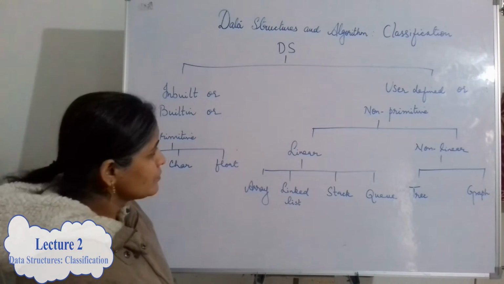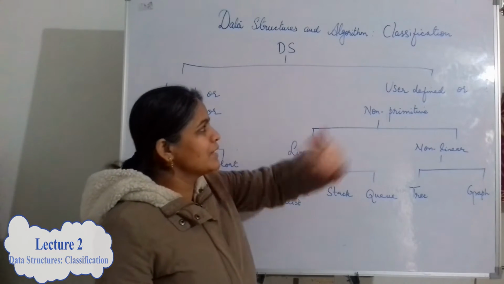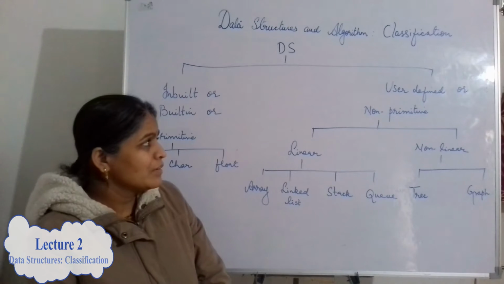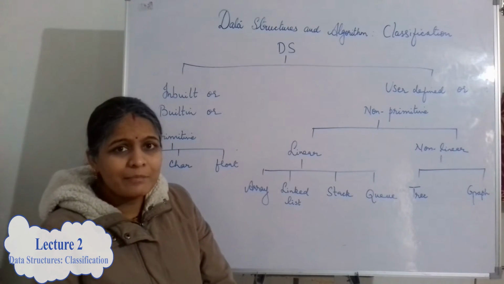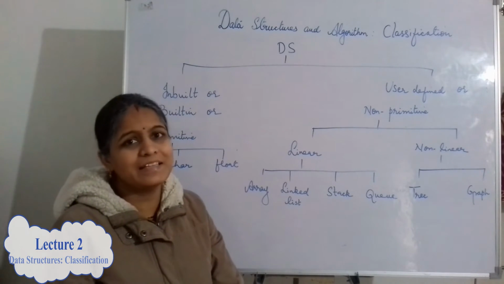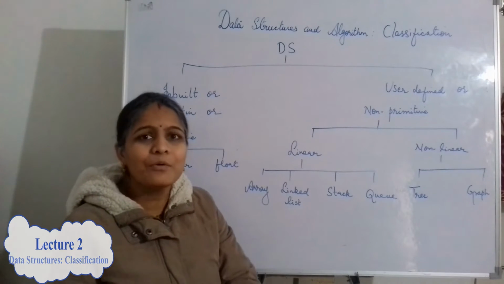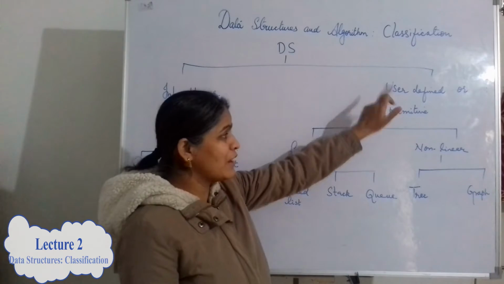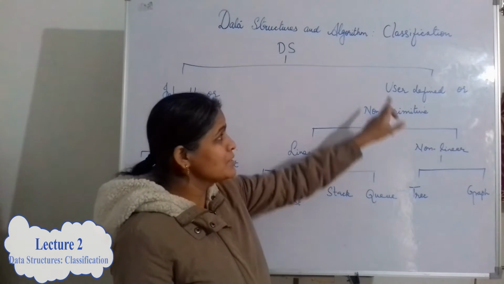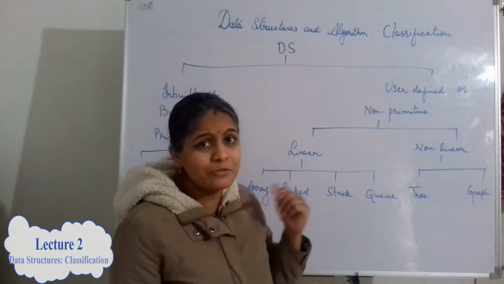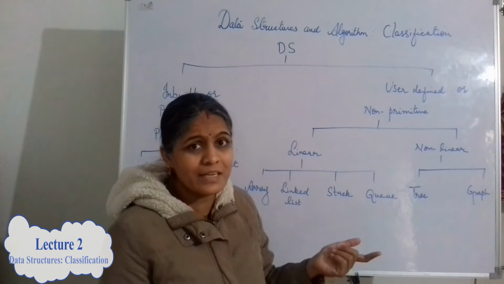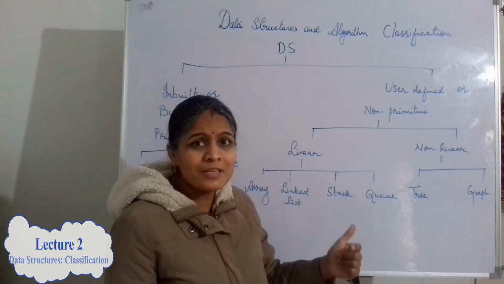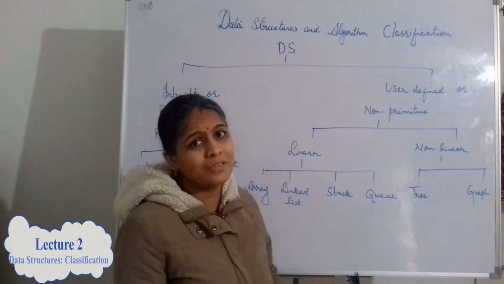Okay. Another category is user-defined data structures. It is clear that user-defined means the user has to define these data structures. Compiler doesn't know anything about these data structures. User has to give the definition of these data structures. User needs to write functions to perform operations on these data structures.